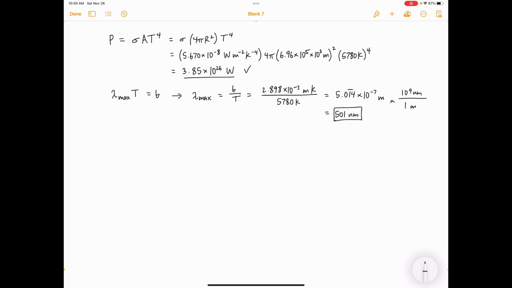And notice this is right in the middle of the visible range. That's not a coincidence. Basically, our eyes evolved to detect light that's being emitted by the sun. We want to be very sensitive to that kind of light because it illuminates our surroundings. So it makes sense that this is the peak wavelength where the sun is emitting. It's right in the middle of the visible range.